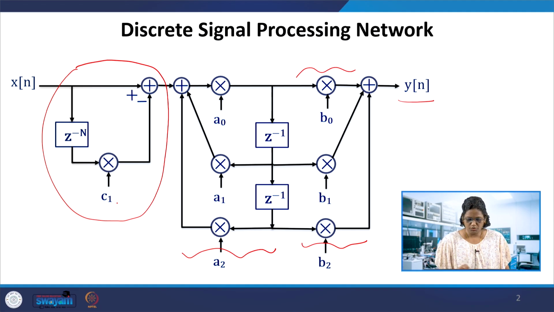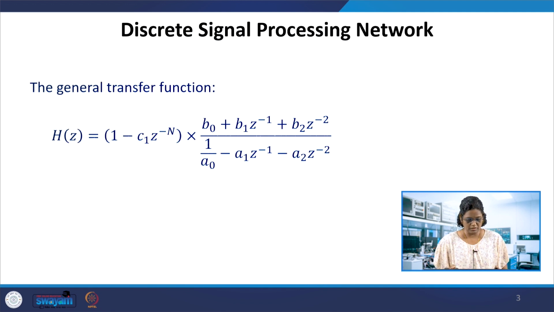So using these coefficients of second order, how many such DSP networks can be formed? DSP here is not digital, it is a discrete signal processing network. For example, here this transfer function is given. From that network we get this H of z, which is Y of z by X of z, with the 1 minus c1 z power minus N, which corresponds to the comb filter with N zeros, and the rest gives the numerator and denominator polynomials of the recursive network, as well as the feed forward and feedback coefficients of order 2 here.